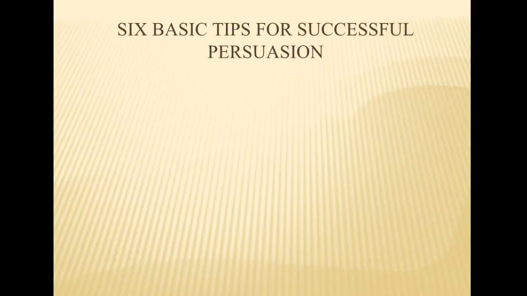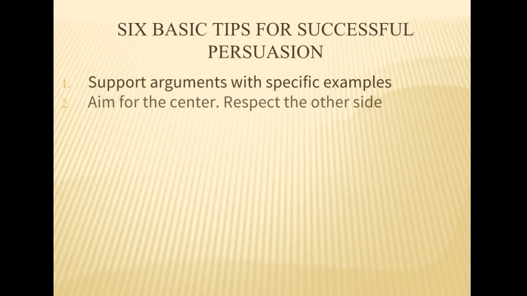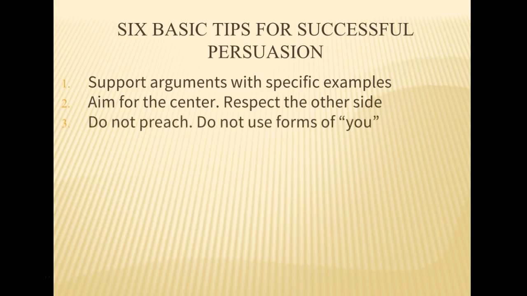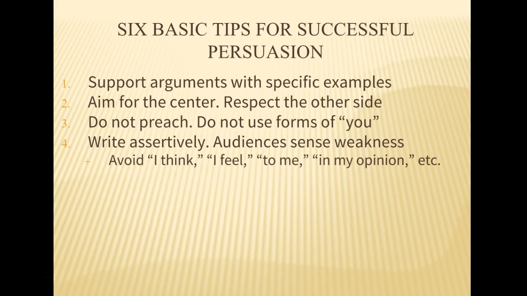So, 6 basic tips for successful persuasion. Always support your arguments with specific examples. Always aim for the center and respect the other side. Do not preach. Take out forms of you. Forms of you do not belong in academic writing. Write assertively. Audiences sense weakness. This means that we need to take out things like I think, I feel, to me, in my opinion.